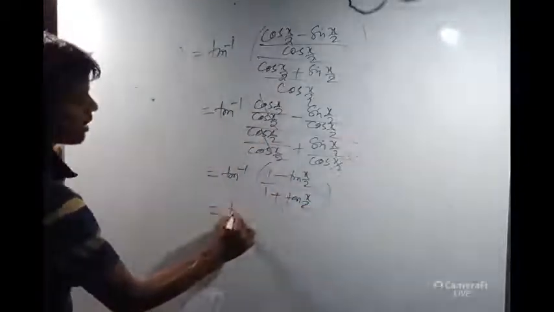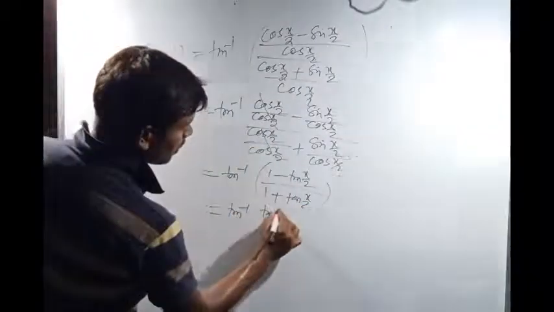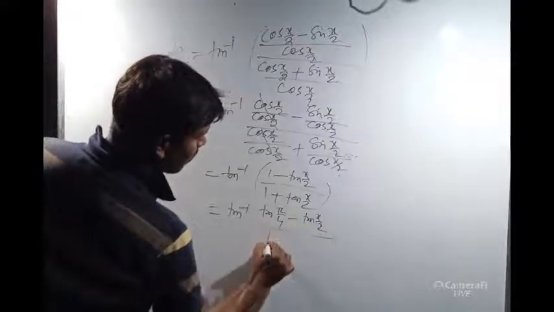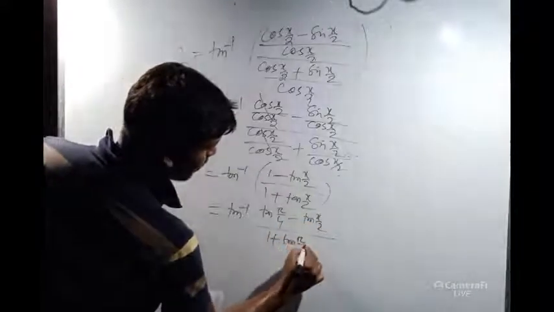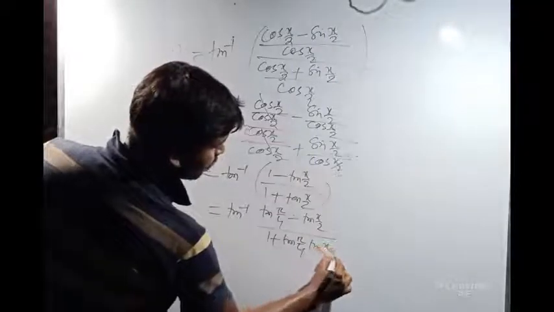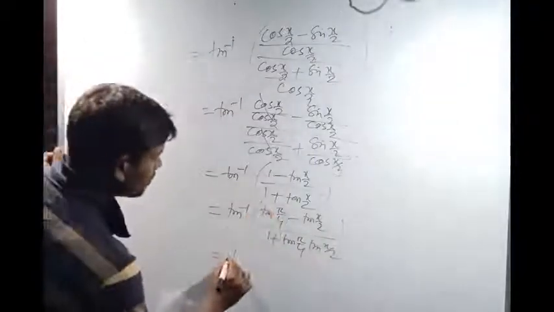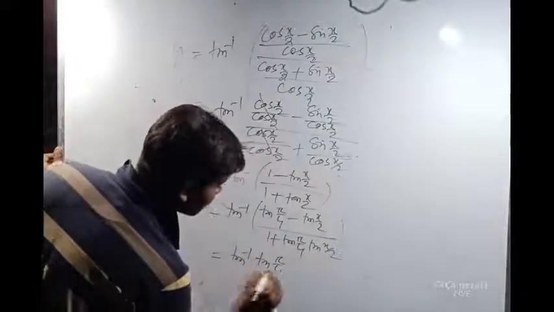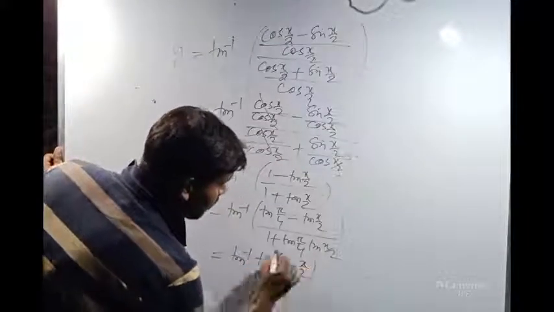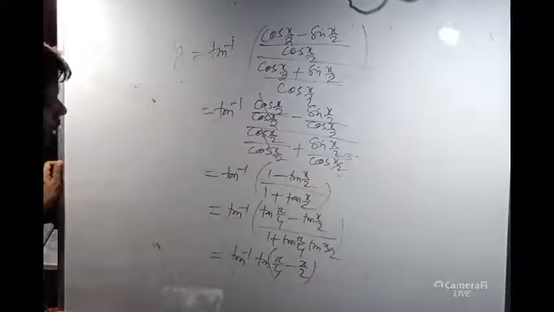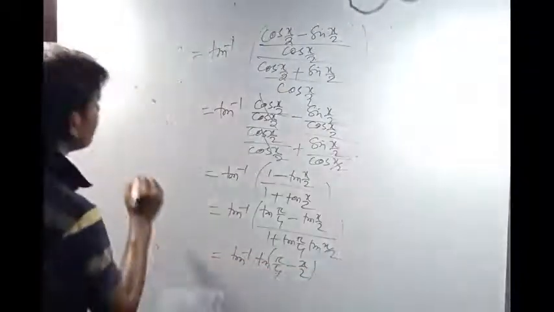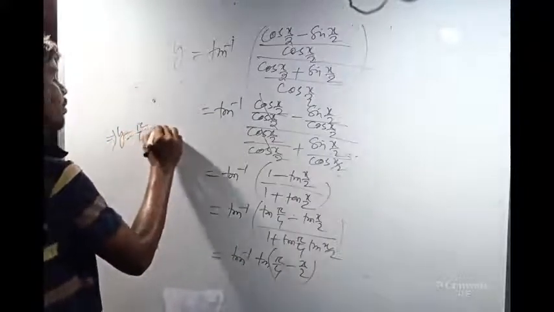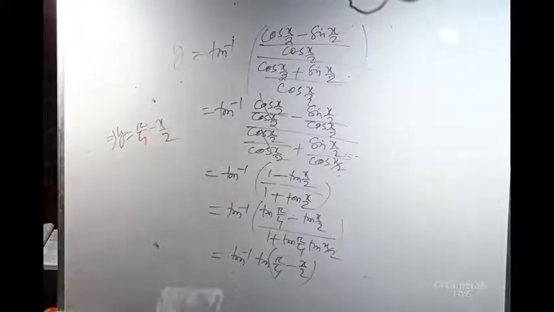Okay, and this can be written as tan inverse of tan pi by 4 minus tan x by 2, divided by 1 plus tan pi by 4 tan x by 2. Okay, now this is in the form of tan of a minus b. This is tan inverse tan of pi by 4 minus x by 2. Okay, now tan inverse tan of something equals something. This is y equals only pi by 4 minus x by 2.